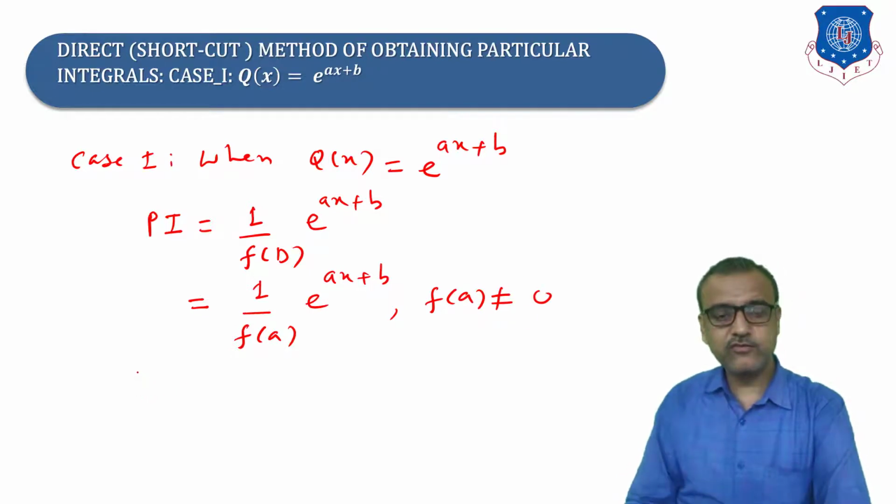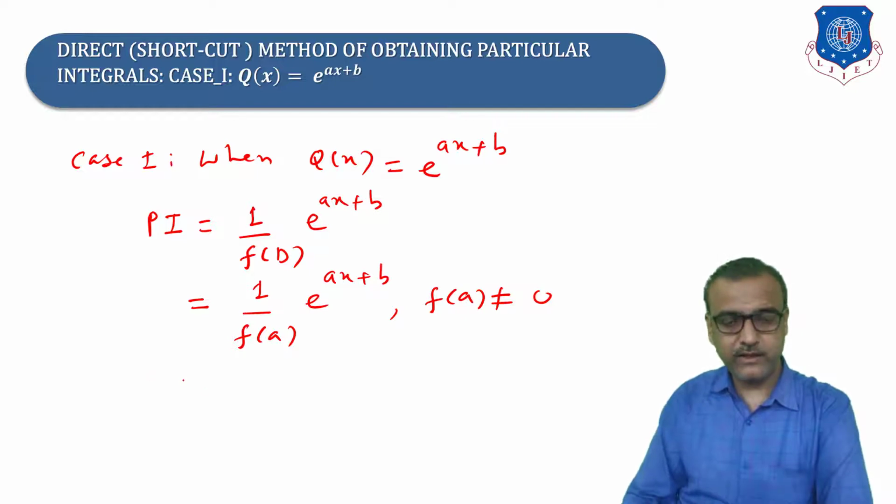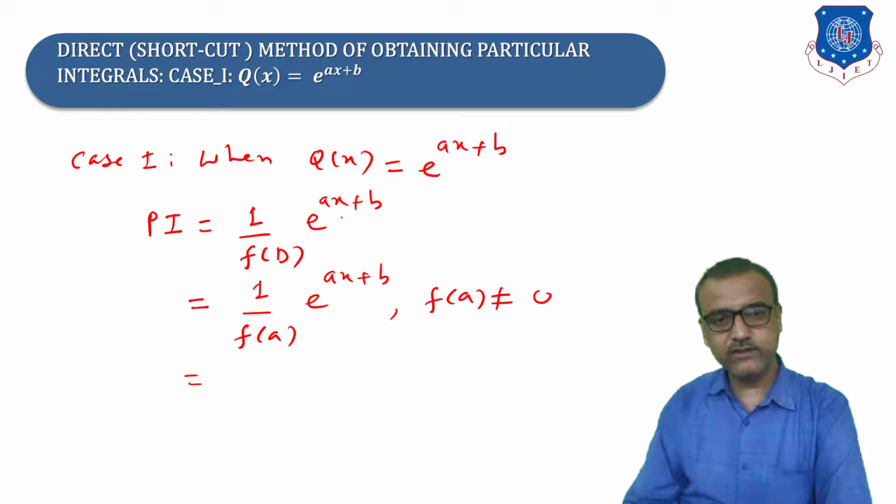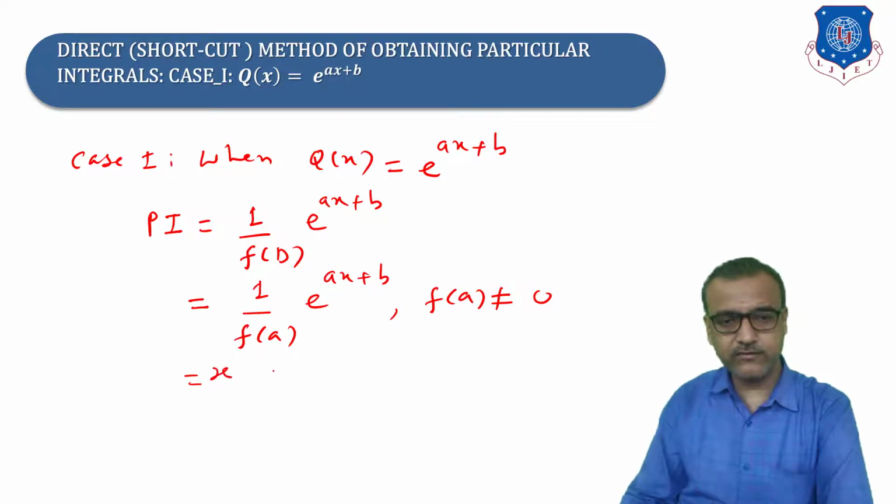If f of a equals 0, then what to do? Then we differentiate f of D, and the derivative of f of D becomes f dash D, and then we replace D by a. Since we are differentiating once, we multiply the result by x raised to 1. So we have x raised to 1 into 1 over f dash a, times e raised to ax plus b.